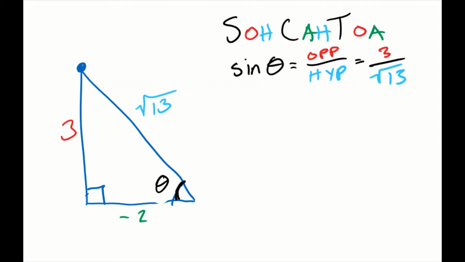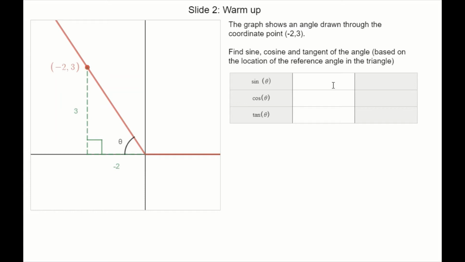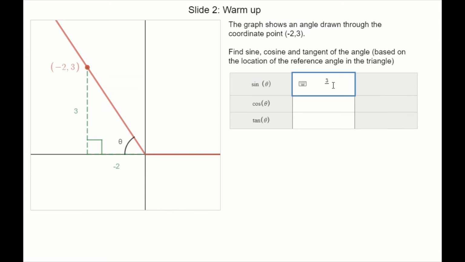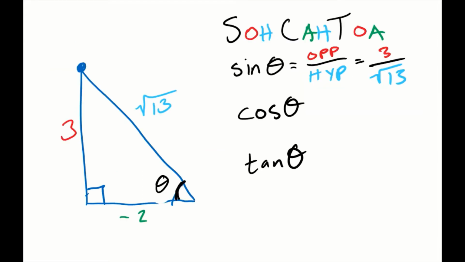So let's plug that into Desmos. Sine is 3 divided by square root 13. And again, we're going to leave it in this form. We're not going to turn it into 0.8321. So we're going to leave it in that fraction form. So we still want to find cosine theta and tangent theta. So let's set those up.